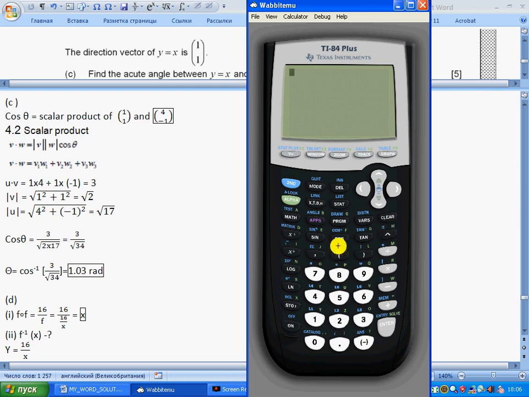So we need to find second cosine, clear. You see cosine inverse, so we need 3 divided by the square root of 34. We close the bracket, press enter, and we get 1.03 radians. So this question is done.